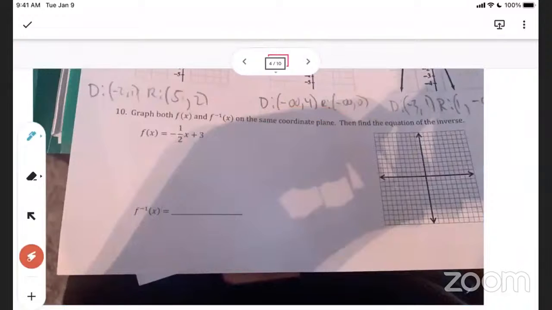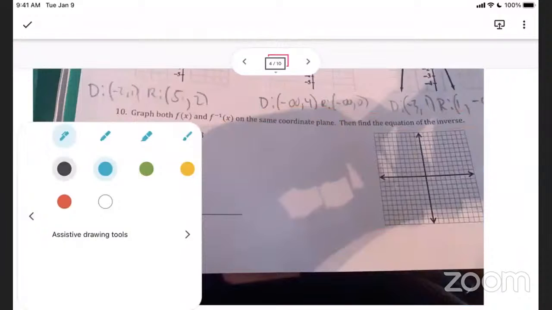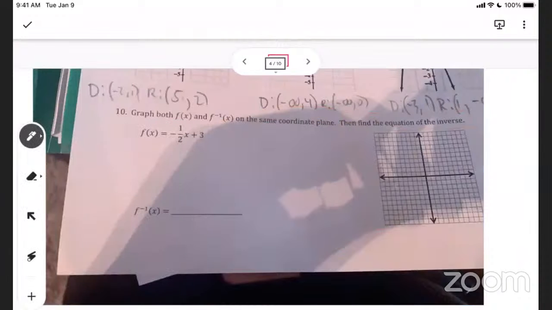Like a T-Rex. All right, it says graph both on the same coordinate plane, then find the equation of the inverse. All right, so we're going to first of all find the equation of the inverse, or maybe we can graph it. So I'm going to show you the different ways we can do this, okay? So remember what I told you. One way you can do this is you can make a table of values, x and f of x.